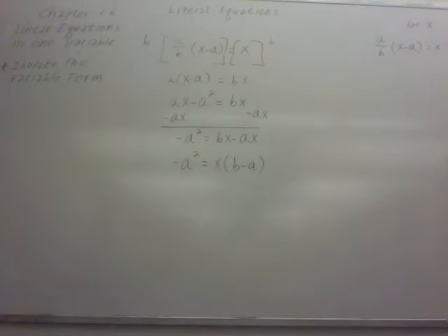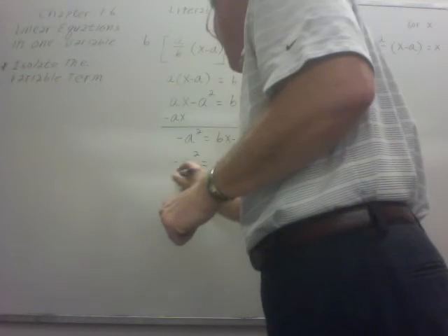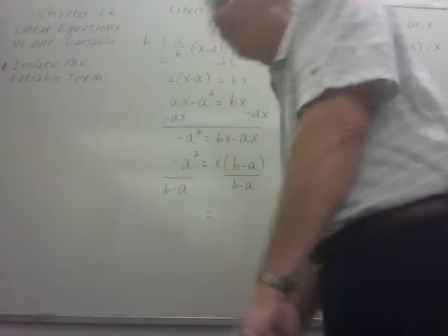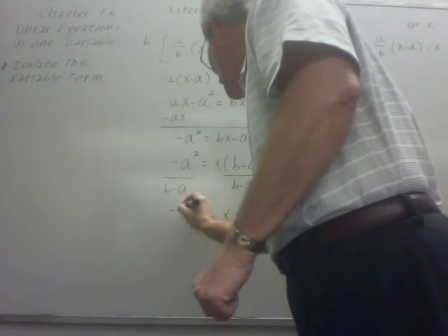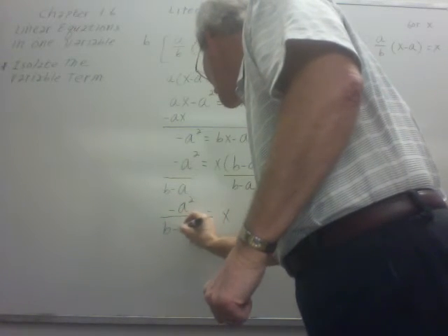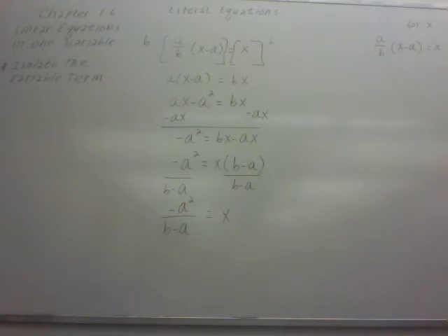Last step, we're going to divide both sides by the coefficient of the variable, which is the term by which the variable is being multiplied. X is being multiplied by the quantity b minus a. So we're going to divide both sides by b minus a. When we do, I get x equals negative a squared over b minus a. And no, you cannot divide the denominator a into the numerator a.